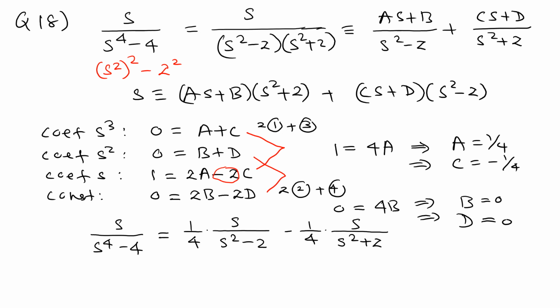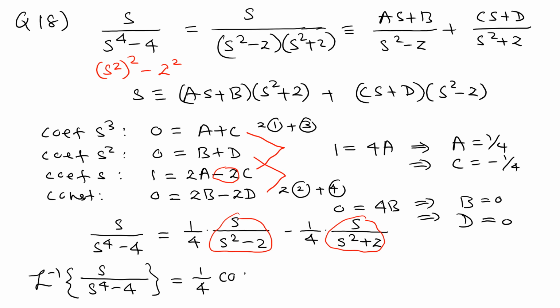And then you can clearly see that the first one is a hyperbolic cosine and the second one is a regular cosine. So you get the answer like this. So if you invert, you get this: 1/4 cosh square root 2t minus 1/4 cos square root 2t. So one is a hyperbolic cosine, the other one is a regular cosine.